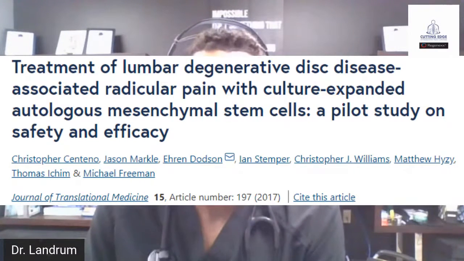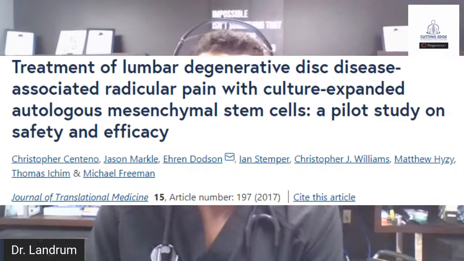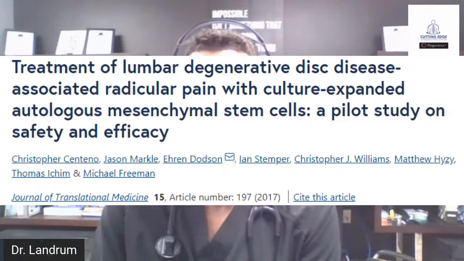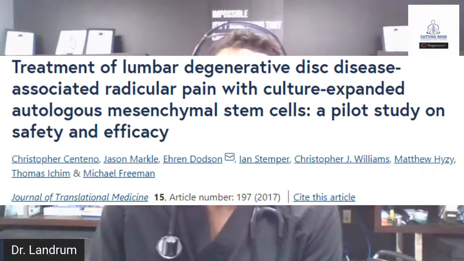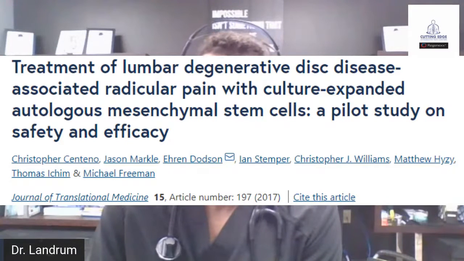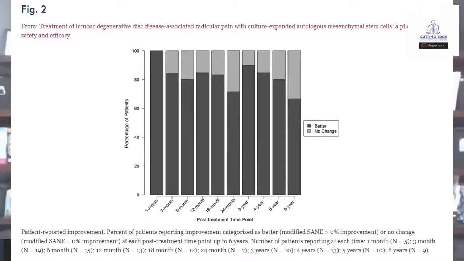It was actually published in the Journal of Translational Medicine, about 3 years ago in 2017. They looked at a number of different things, but to get down to brass tacks, these are some of the things that they really looked at.